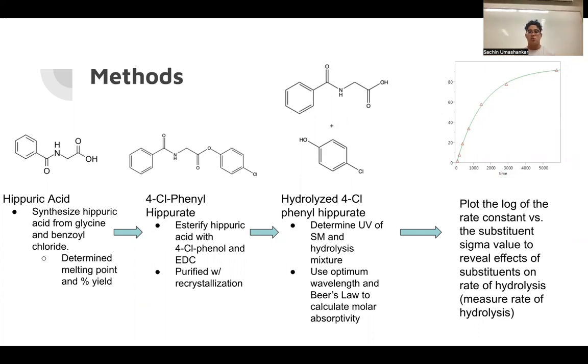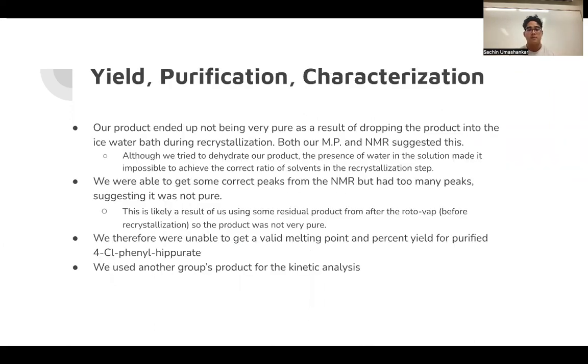And then we plotted the log of the rate constant versus the substituent sigma value in order to display the effects that different substituents have on the rate of hydrolysis. And in our case, the substituent was chlorine.